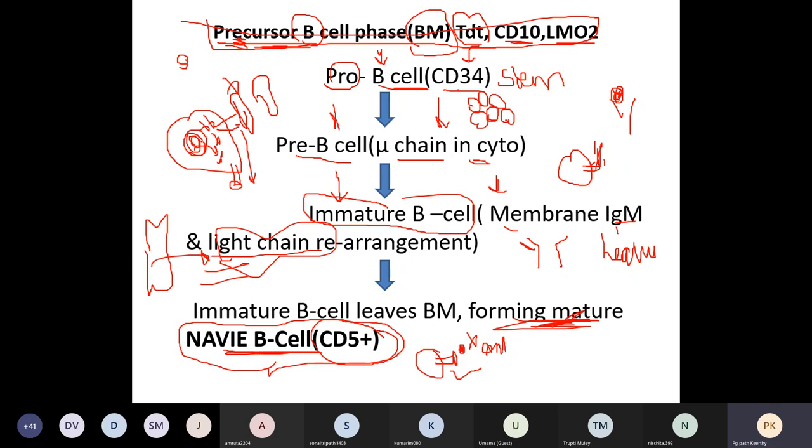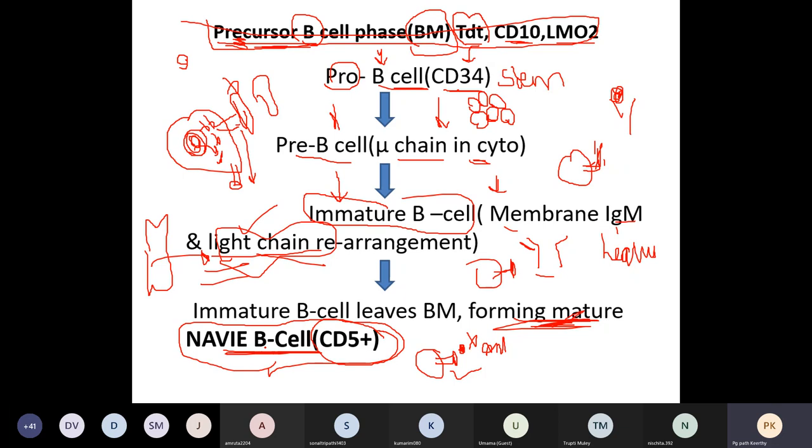So whatever immunoglobulin is formed in the nucleus will be in your cytoplasm. Then it becomes immature because these immunoglobulin heavy chains will come and be on your membrane. But they are only the heavy chain, so the light chain still has to be formed. They are still undergoing rearrangement. So in this phase, it gets released out of your bone marrow and somewhere in the circulation, it successfully completes this rearrangement and forms the intact immunoglobulin chain, that is the intact B cell receptor, that is the normal B cell receptor.